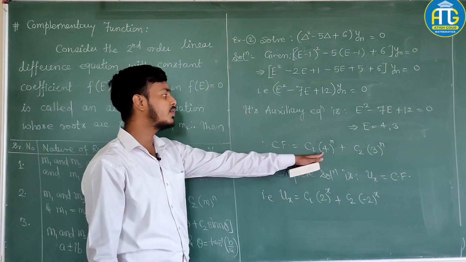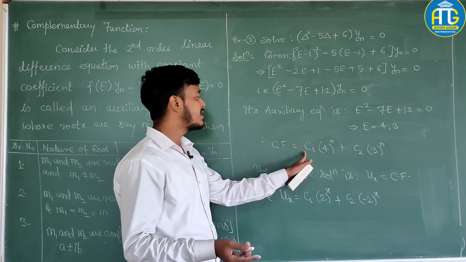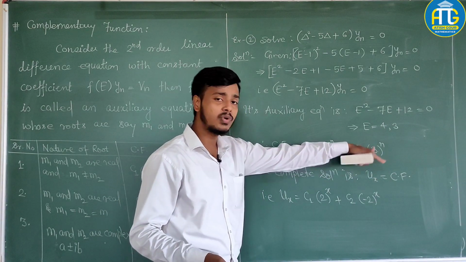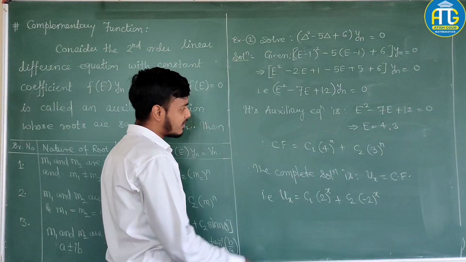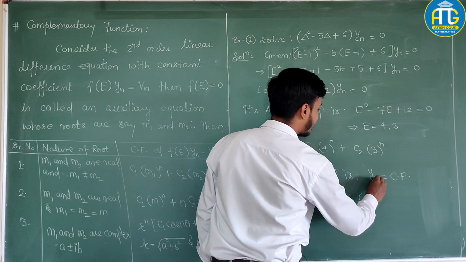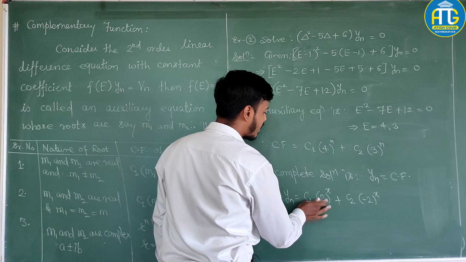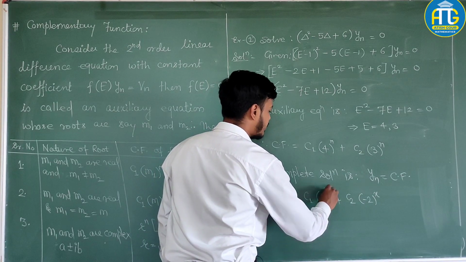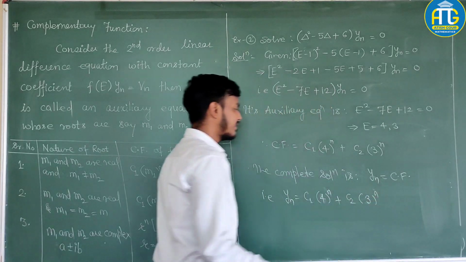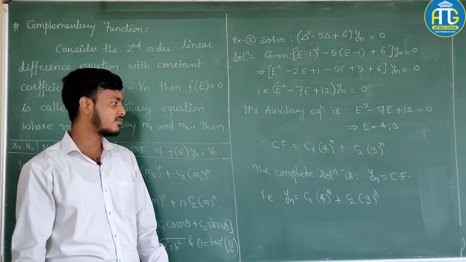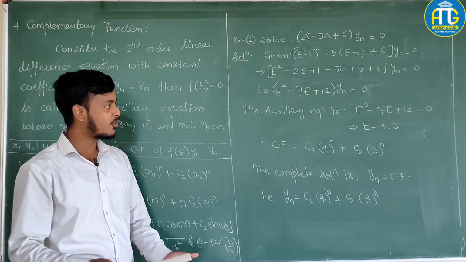I have written c1 4 to the power n plus c2 3 to the power n. One may also write c1 3 to the power n plus c2 4 to the power n. That is also correct, so no problem with that. Then the complementary function is yn is equal to CF, so yn is equal to c1 4 to the power n plus c2 3 to the power n. This completes the complementary function for this. Now we can take one more problem here.